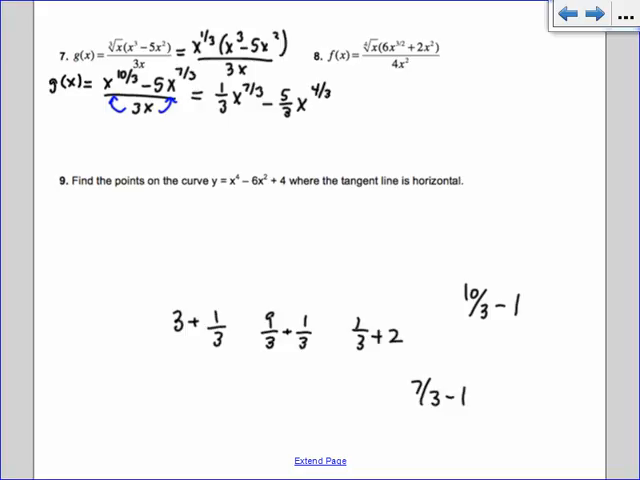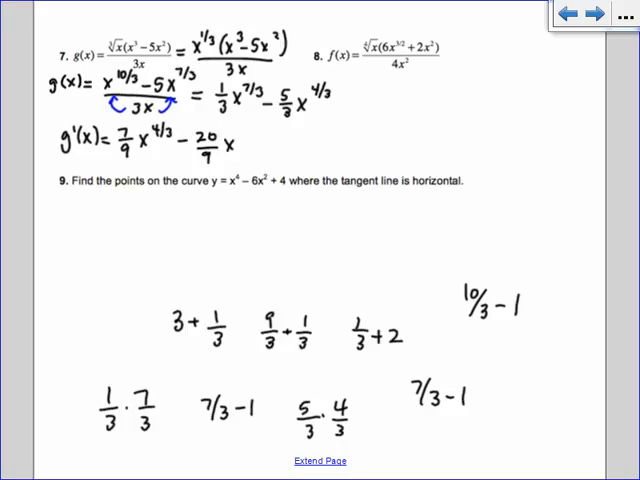Lots of fractions. It's hard to do calculus without knowing fractions. Pretty important. All right, so g prime of x becomes, we're going to have 1/3 times the 7/3. So 1/3 times 7/3. So what do we get? 7/9, x to the 7/3 minus 1, 4/3, yep, minus 5/3 times 4/3, 20/9, x to the 4/3 minus 1, 1/3, good.